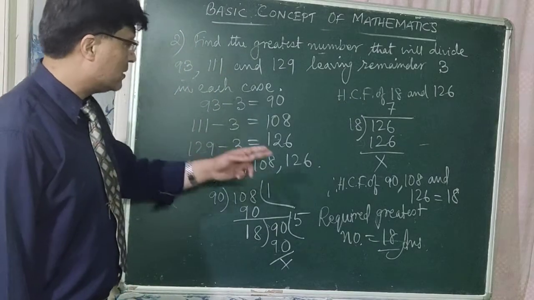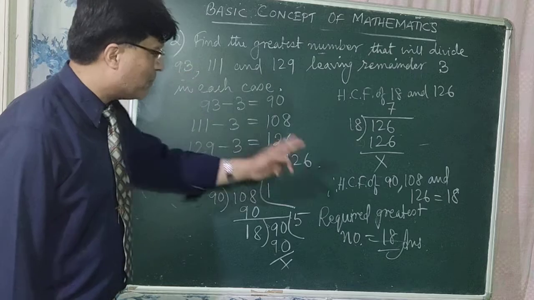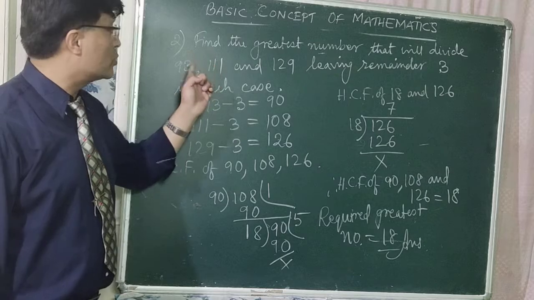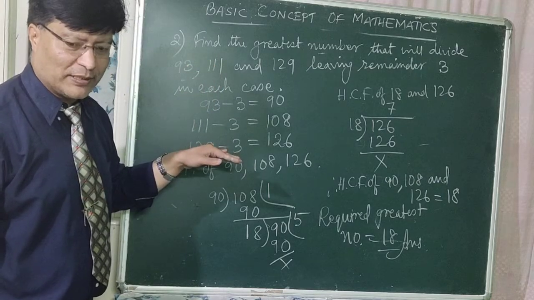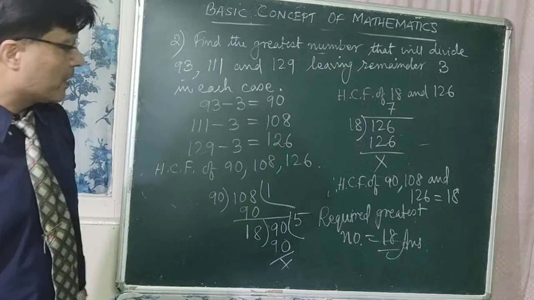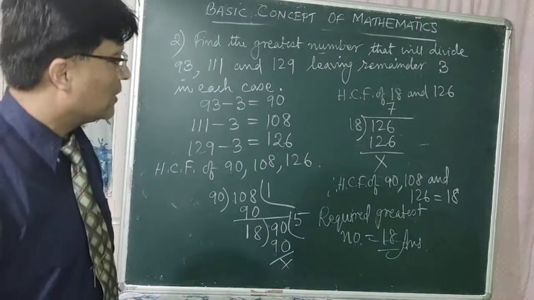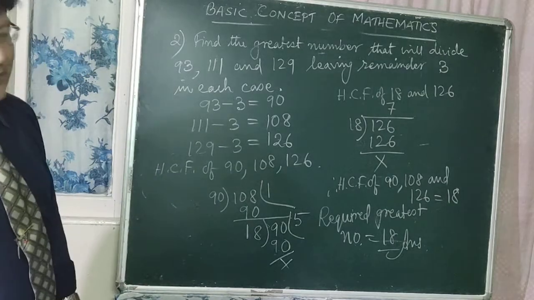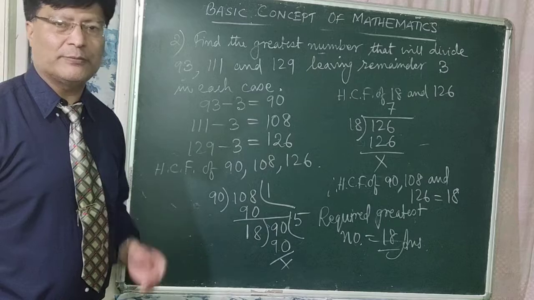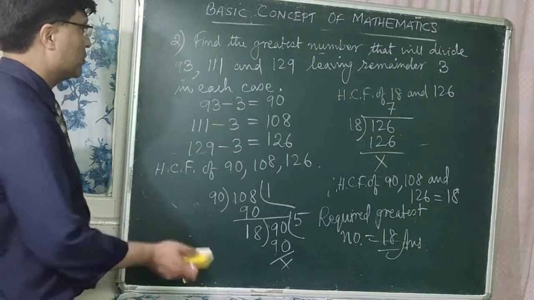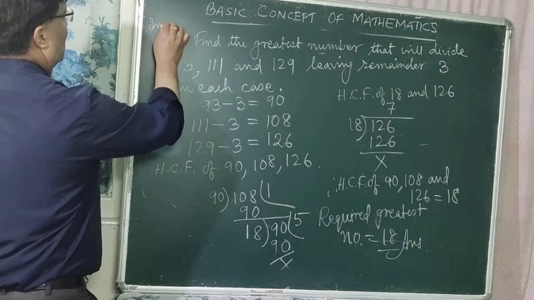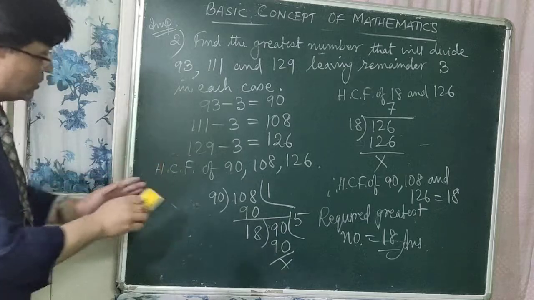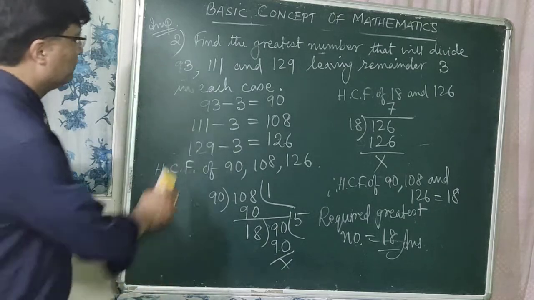Now if you divide this 93 by 18, you will get the remainder as 3. 18 5s are 90. So 93 minus 90, you will get 3, isn't it? Let us check whether it is correct or wrong. You'll get this type of question in competitive exams also. So this is very, very important. So let us check it, okay? So this is the solution for this question.